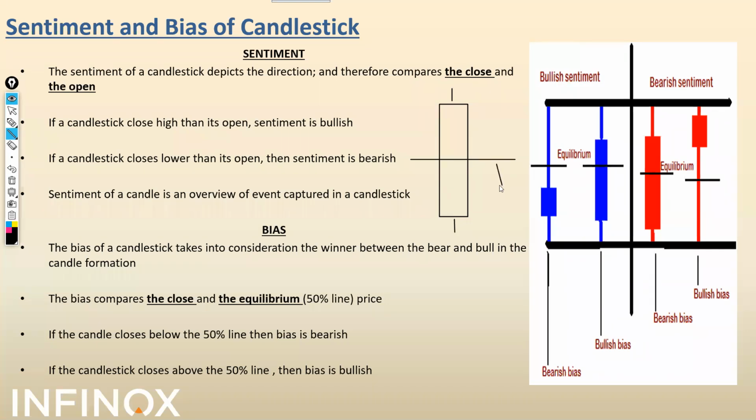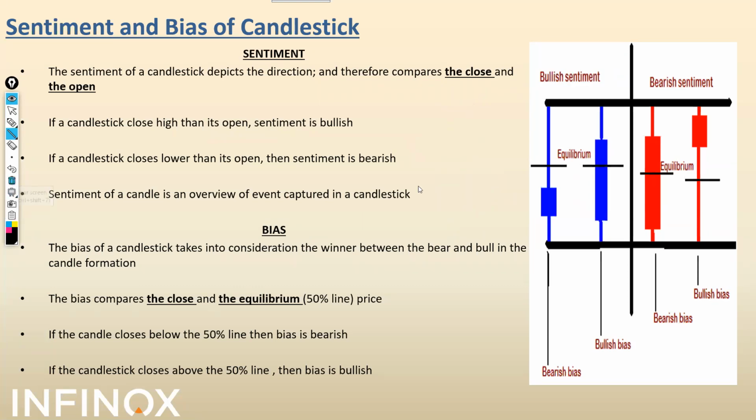If this candlestick closes below this level, then we say the candlestick has a bearish bias. If this candlestick closes above this level, we say the market has a bullish bias. So this is considered to be the equilibrium level. Where the market closes relative to the middle is said to be the bias determination. So we compare the close of a candlestick relative to the equilibrium, which is the middle line. If the market closes below, we say the candlestick has a bearish bias. If you close above, we say it has a bullish bias.